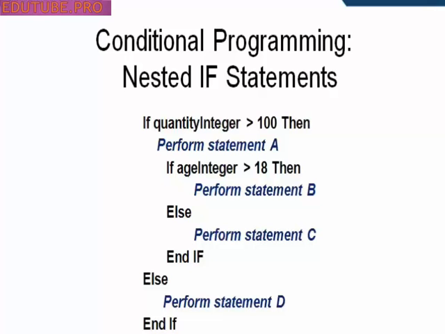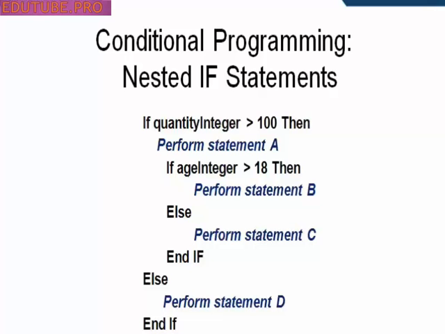If that's true, after statement A is performed, another if statement is then evaluated. In this case, age integer compared to 18. If the second if statement is also true, then the statement or statements at perform statement B are executed. After those statements are executed, the control of the logic is then terminated and becomes outside the end if statement. That is, it exits the if-else structure itself. The perform statement C is not executed if that second if statement is true.